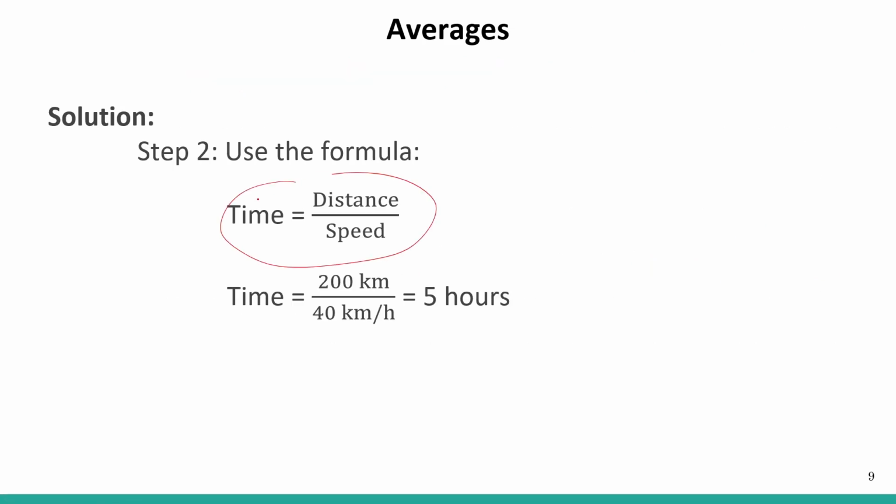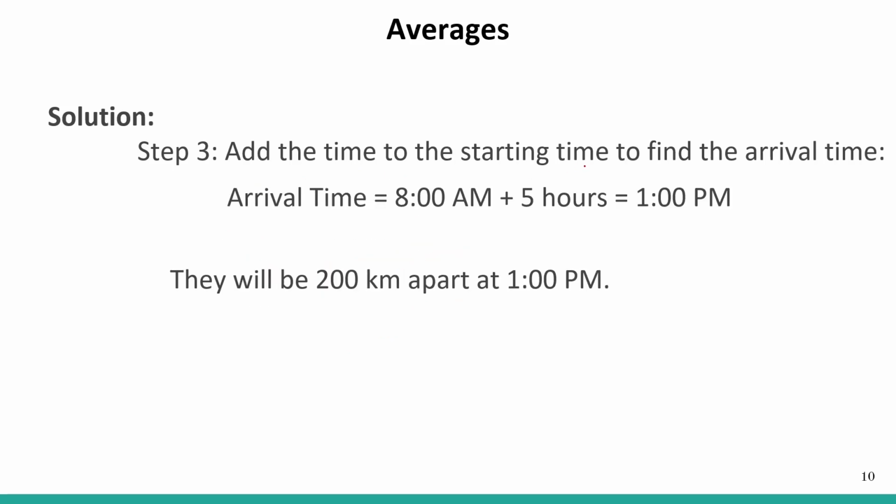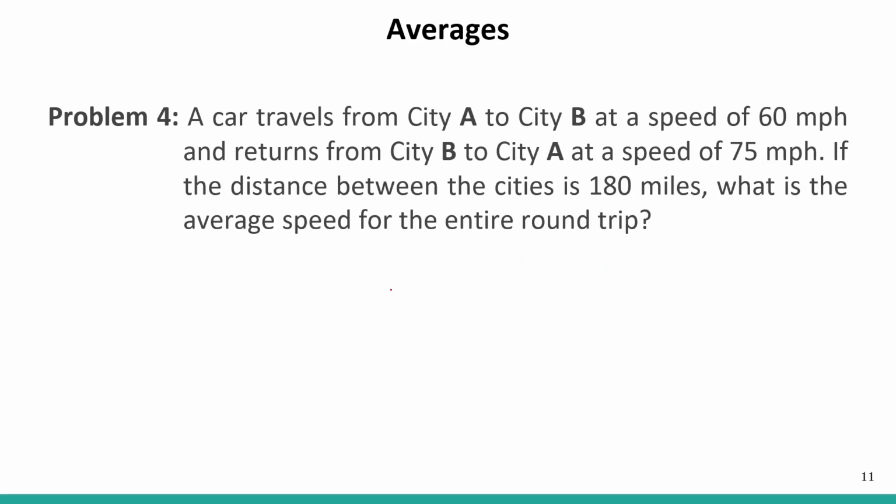So time is equal to distance by speed. So 200 kilometers by 40 kilometers per hour. So it will take 5 hours. Adding the time to the starting time to find the arrival time, it will be 8 a.m. plus 5 hours is equal to 1 p.m. So they will be 200 kilometers apart at 1 p.m.